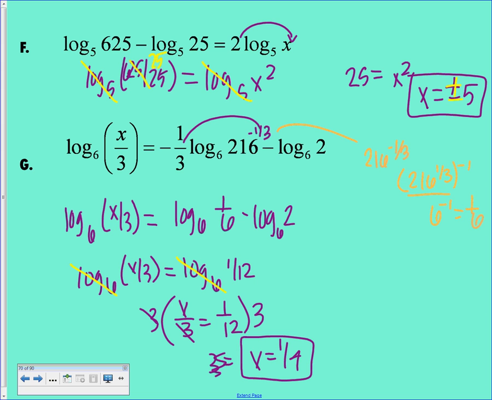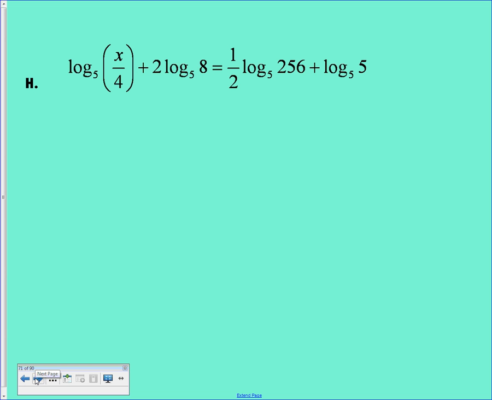Okay, I know we're doing a lot of examples, but I'm hoping that you're starting to kind of get the hang of this as we do more of them. Okay, and one last doozy to wrap it up, we'll do example H.